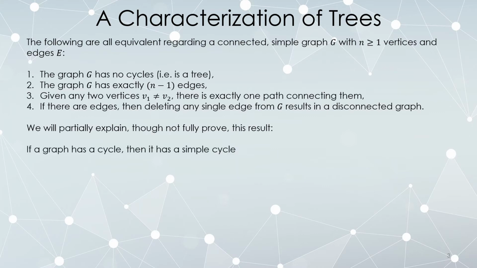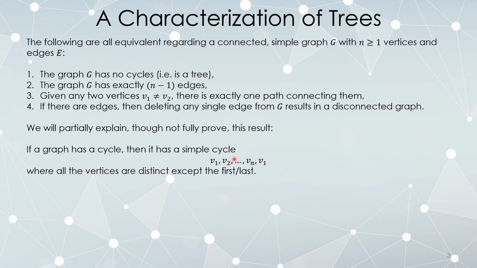So suppose a graph has a cycle, in other words, it's not a tree. Then it does have a simple cycle. Okay, so let's call that simple cycle v1 through vn, and then it comes back to v1. All the vertices are distinct except possibly the first and last. So why, if a graph has a cycle, does it necessarily have a simple cycle?